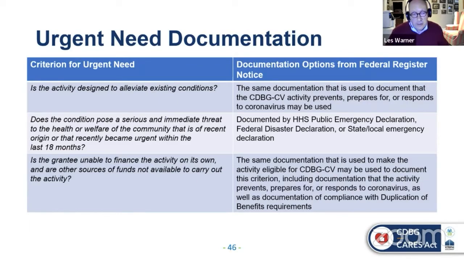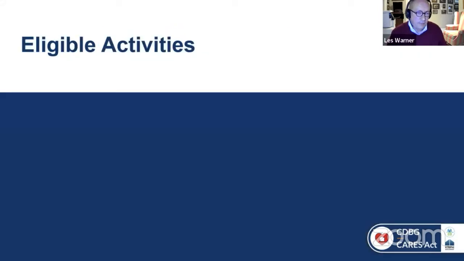And then for the third criteria about having adequate other funding, you have to be able to show that there's not other funding available. As part of this, you're required to establish that you don't have a duplication of benefit. And so there's some language right in the notice which essentially directs you on how to put that documentation in place. So let's look at a few examples of eligible activities and talk through some of the implications on that.